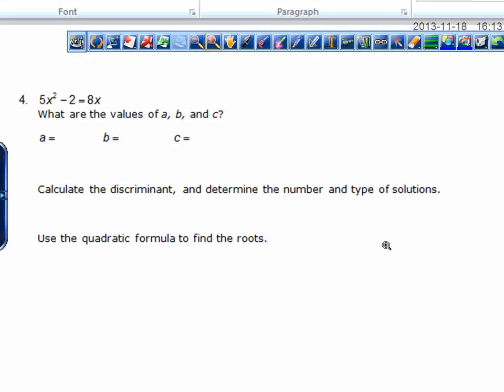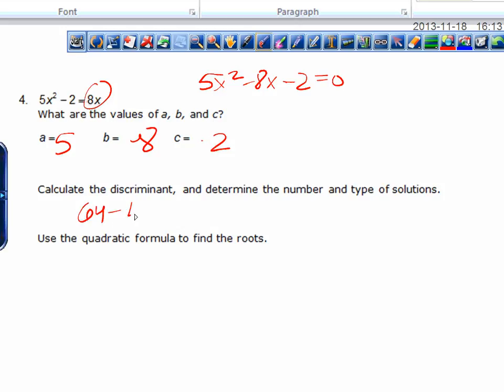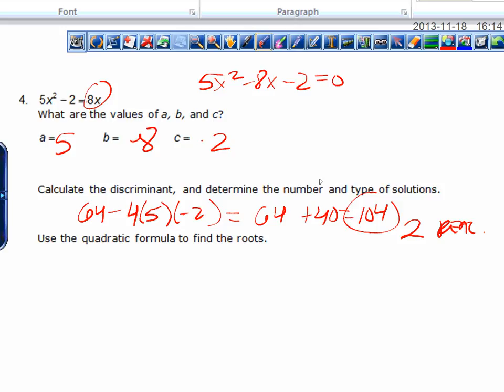We got to be sure that everything's on the same side. So I want to move 8x to the other side. So 5x squared minus 8x minus 2 equals 0. Okay, so plug in 5 and negative 8 and negative 2. So I got b squared, which is 64, minus 4ac. So I got 64 plus 40, which is 104. Once again, I got those 2 real, because it's positive 104. It's above 0, it's not less than 0. So then just plug everything in. So negative b, which is negative 8, plus or minus square root of 104, all over 2a.